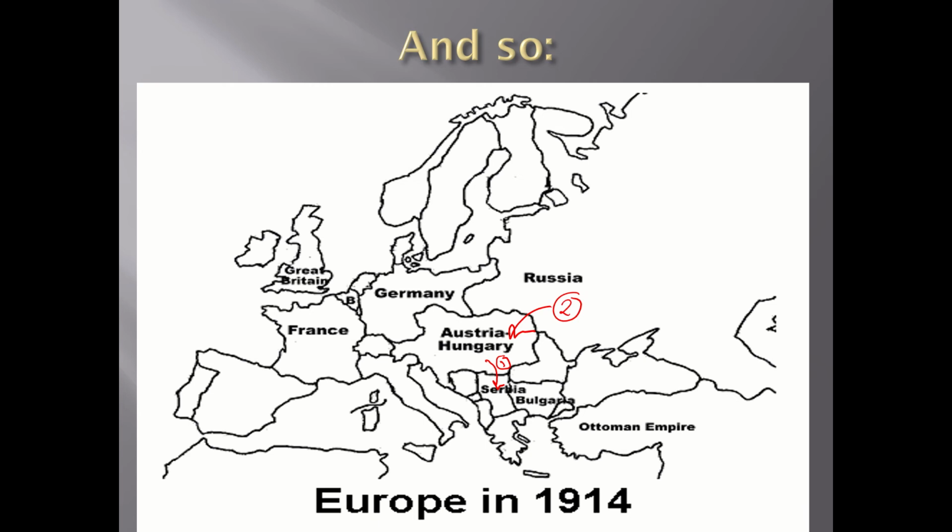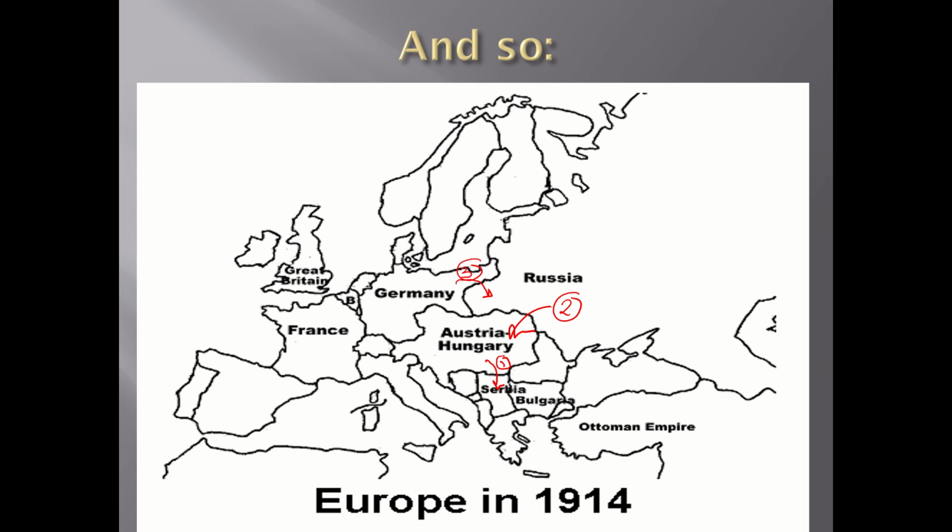Okay. Well, now that Russia's declared war on Austria, who has promised to back Austria up no matter what? That's Germany. So Germany declares war on Russia. That's number 3. Okay, so now Germany's at war with Russia.